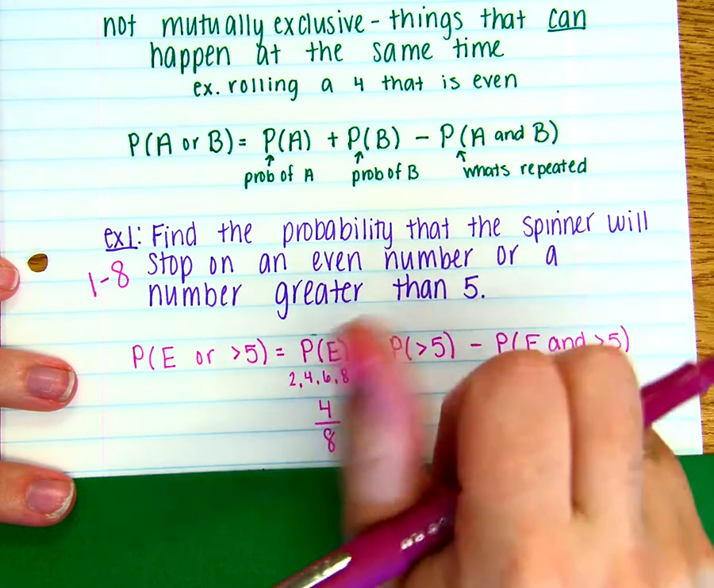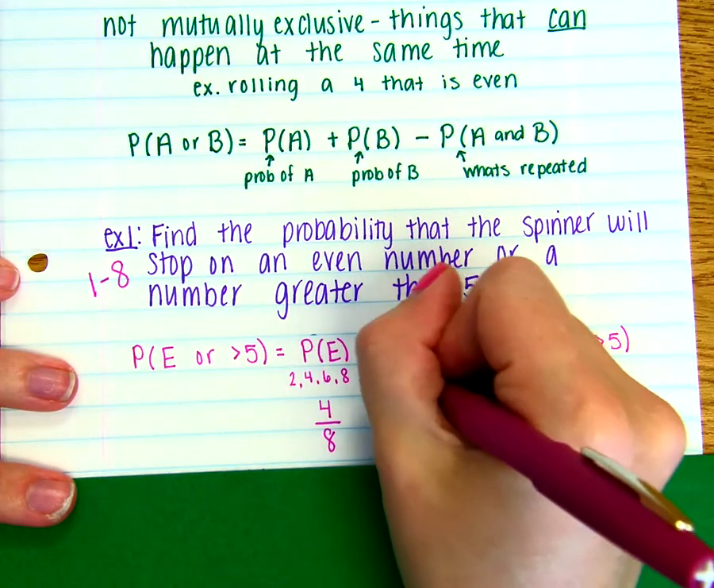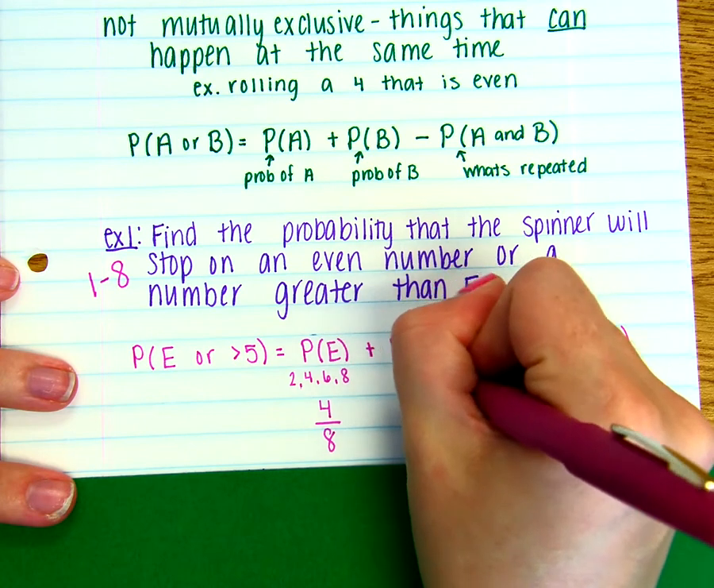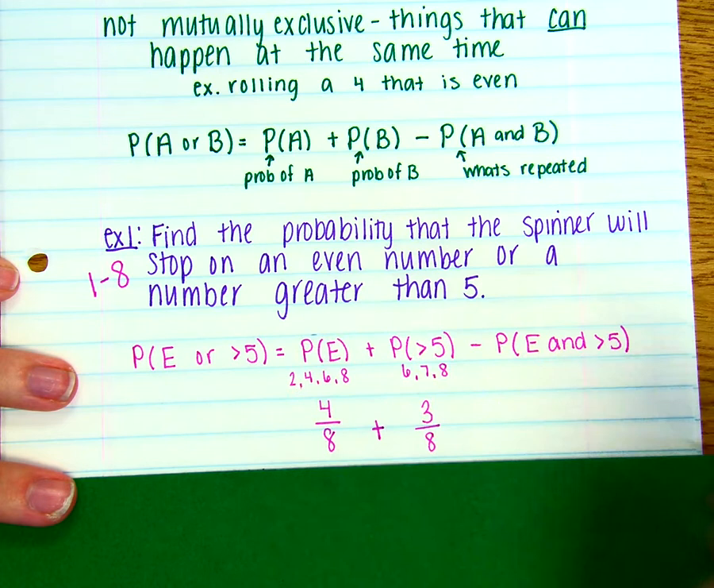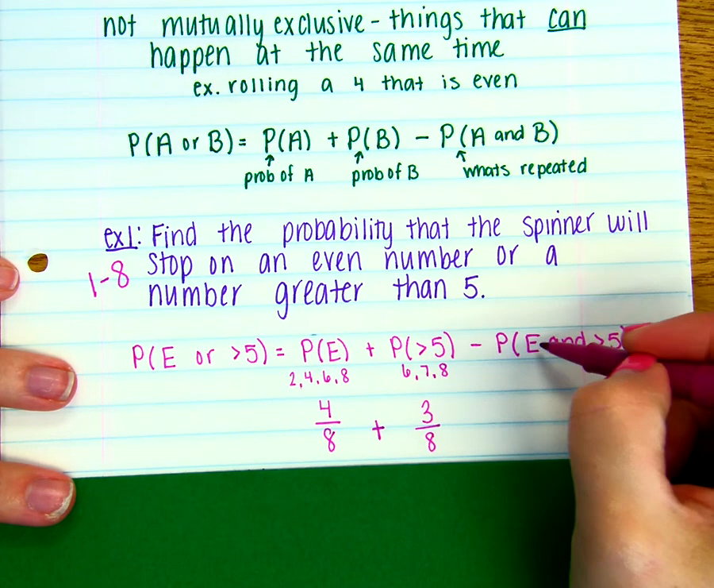How many numbers are greater than 5 on the spinner? Well, we have 6, 7, and 8. So I'm going to list them. 6, 7, and 8. 3 numbers, so 3 out of 8. I'm going to add these.